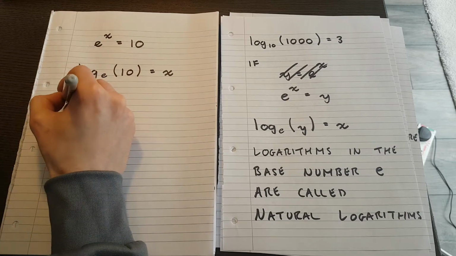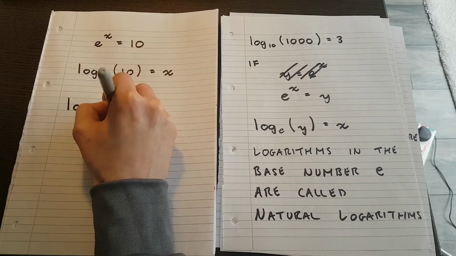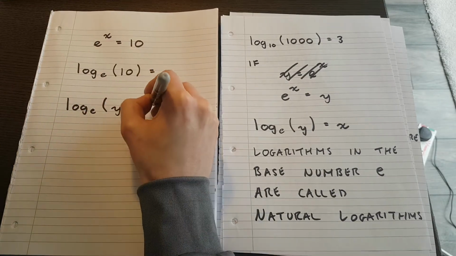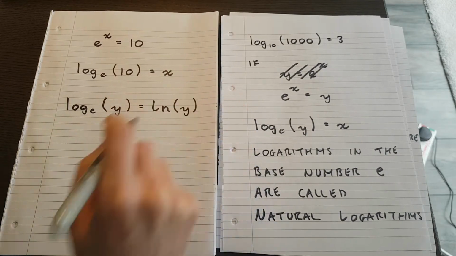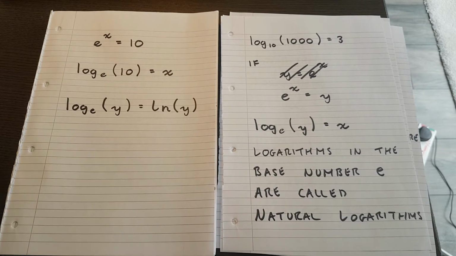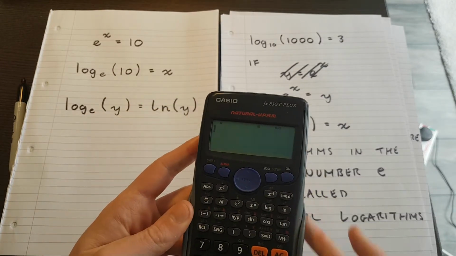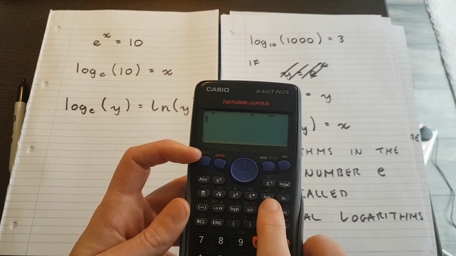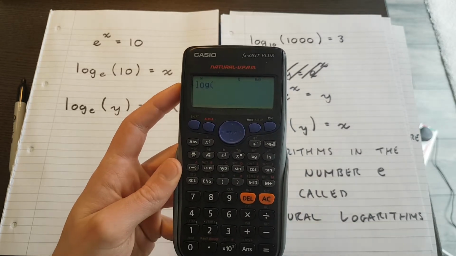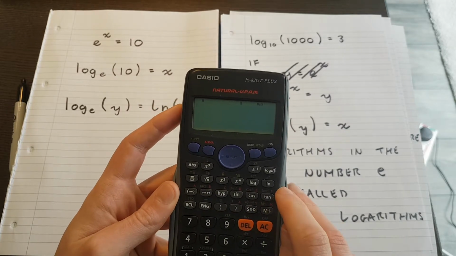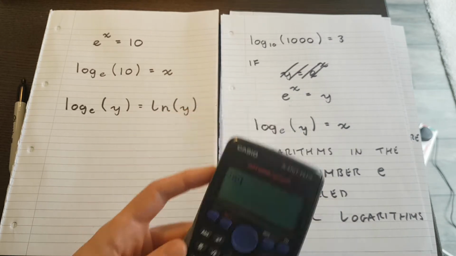And generally, log to the base e of some number y is also written as just ln of y. And this is what you will see on your calculator, ln y. You probably have a different calculator from me, but I'll show you what it looks like. On my calculator I have log. Anything that just says log like that means log to base 10, so please ignore that. But this one here is ln, which means natural logarithm.